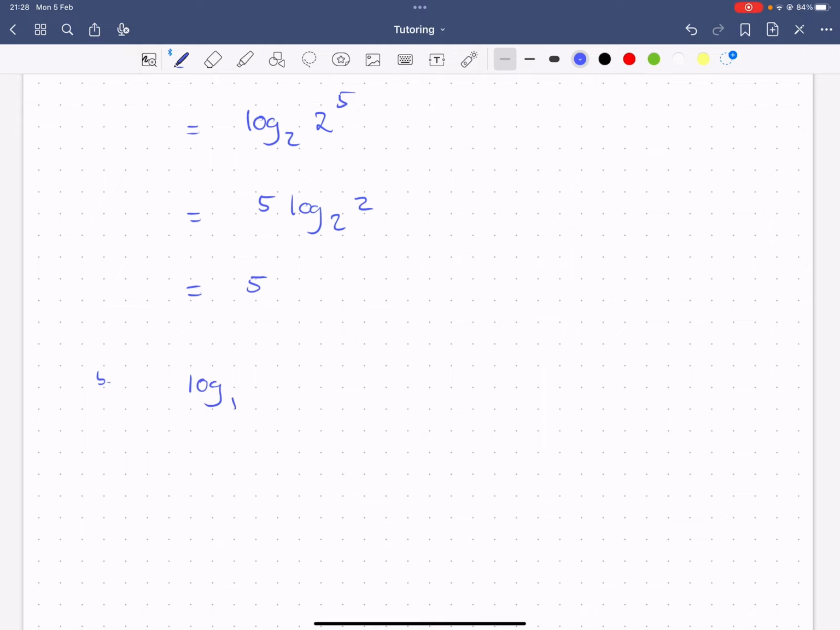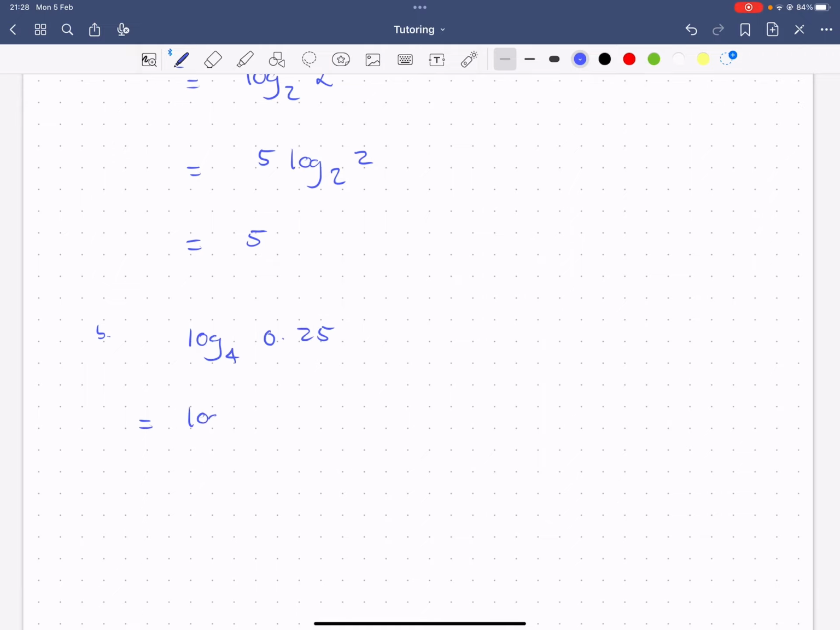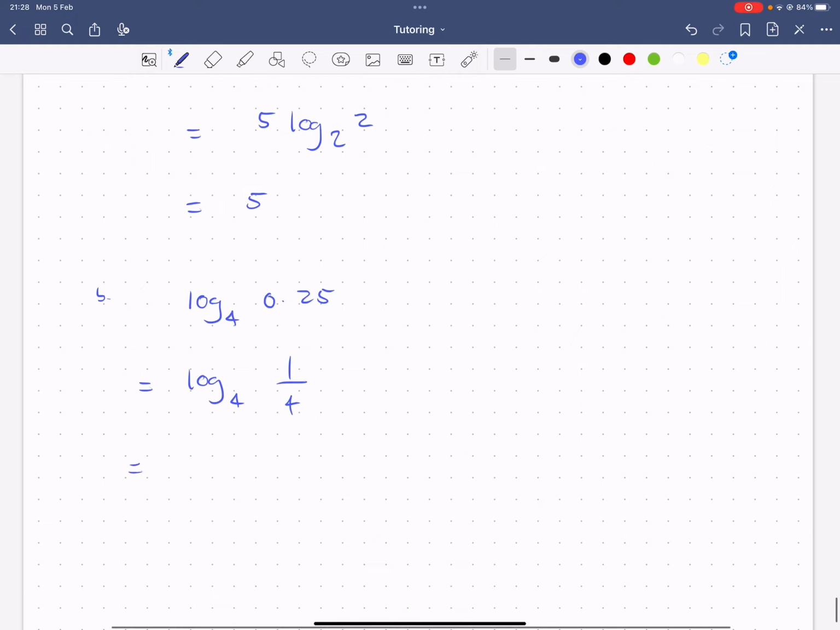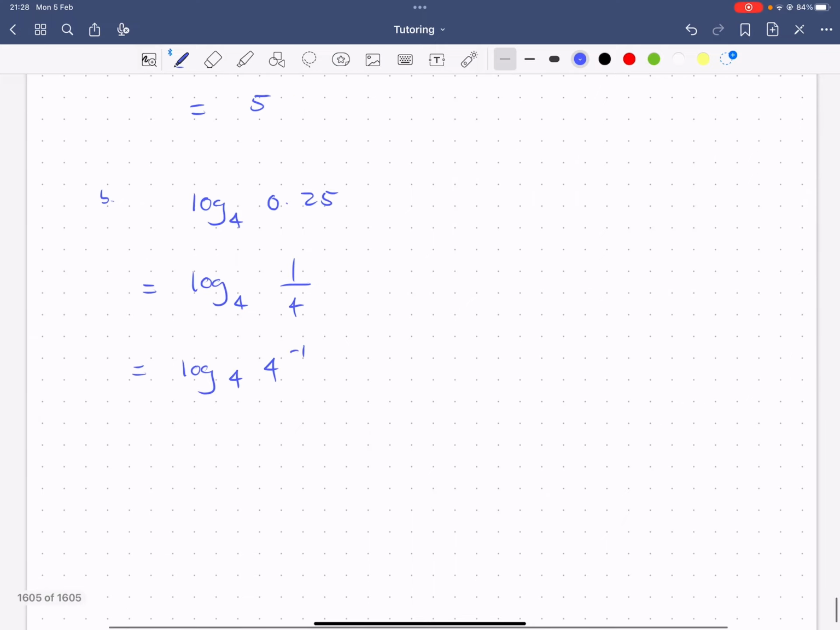Next one, log base 4 of 0.25. Well, we might realise that 0.25 is 1 over 4. And 1/4 is 4 to the minus 1. Bring down the minus 1. We've got minus 1 times log base 4 of 4. And of course, log base 4 of 4 is 1, so the answer is minus 1.